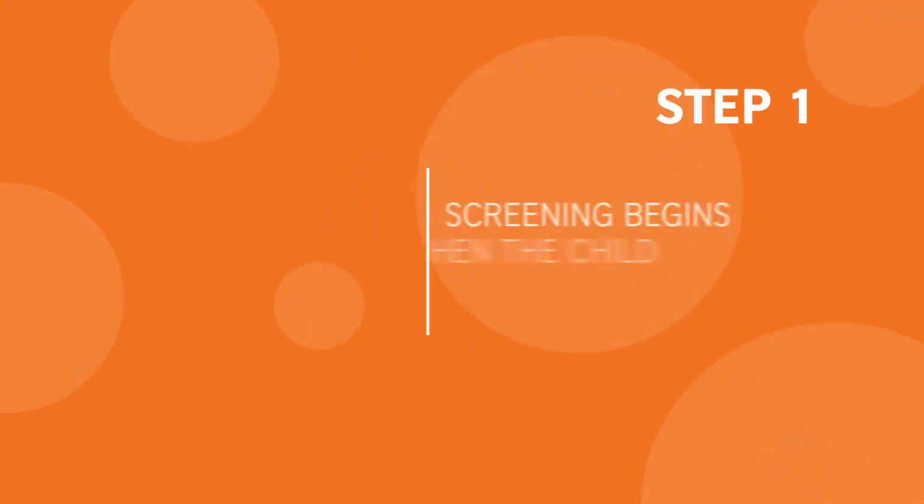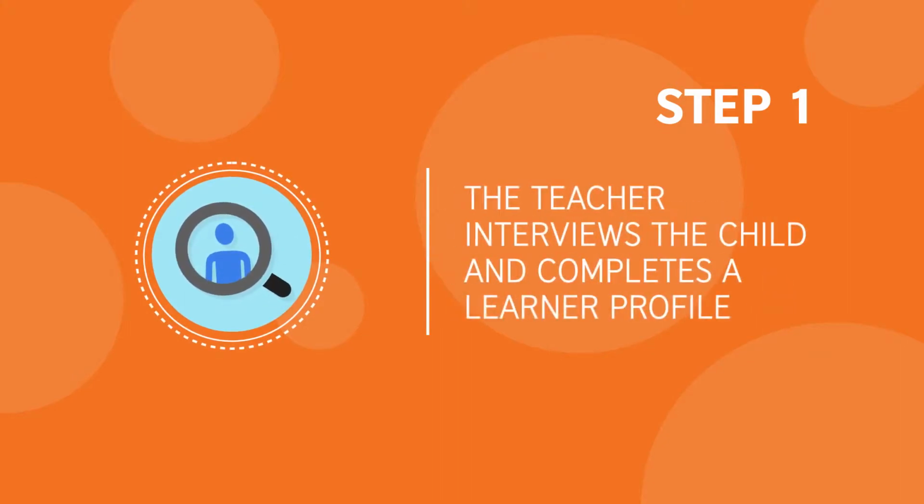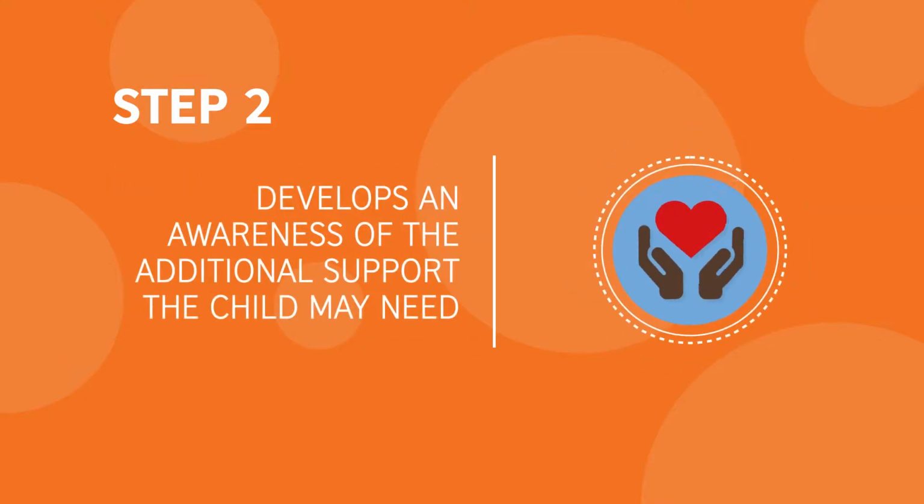1. Screening begins when the child first enters school. The teacher interviews the child and completes a learner profile. 2. Identification occurs as the teacher determines the learner's strengths and needs and develops an awareness of the additional support the child may need.